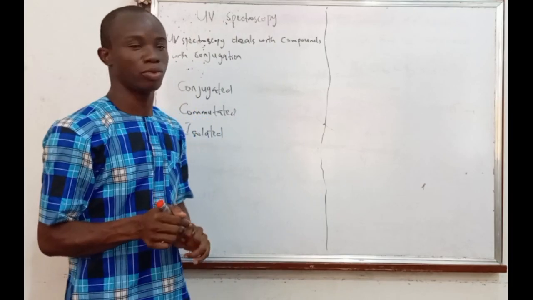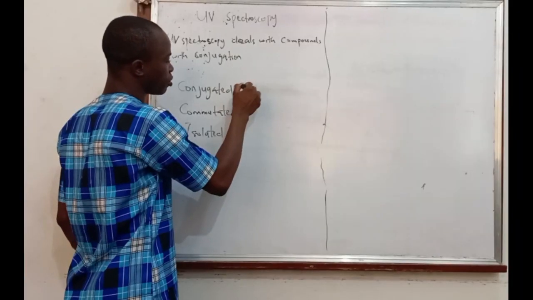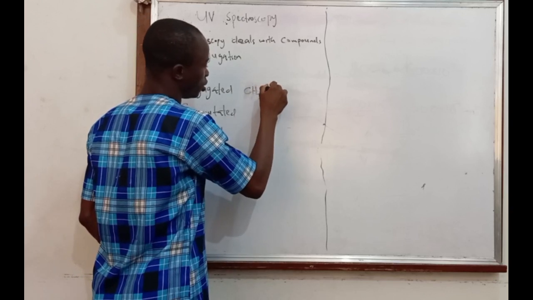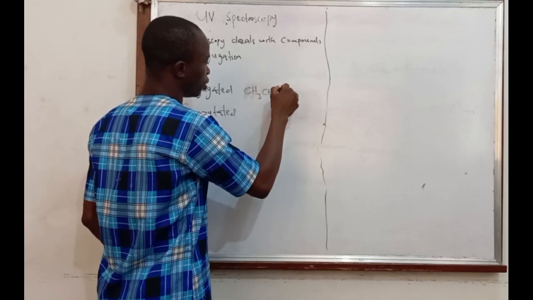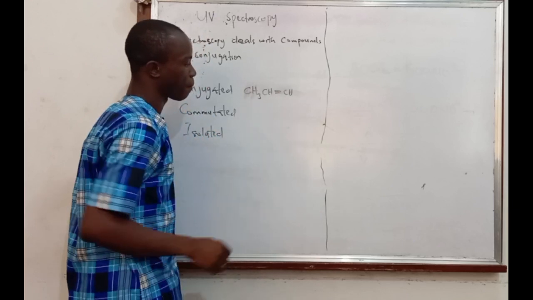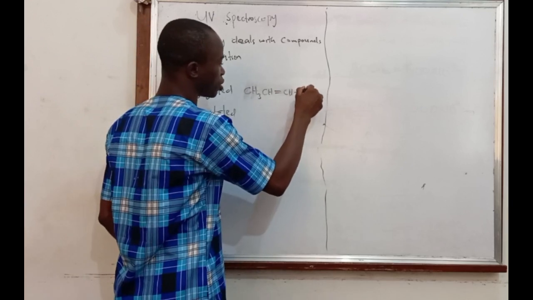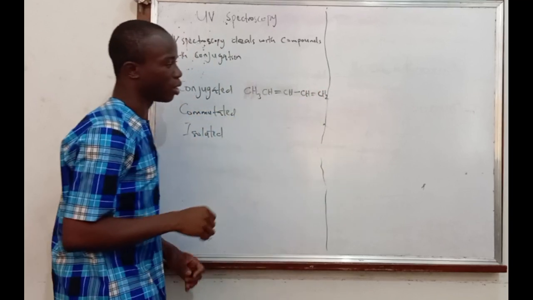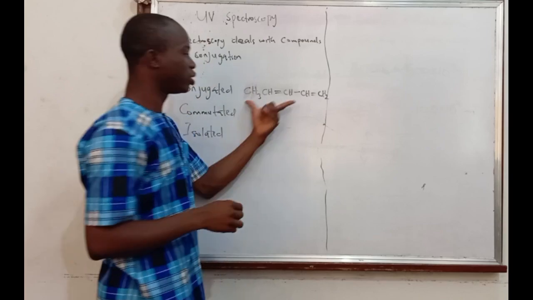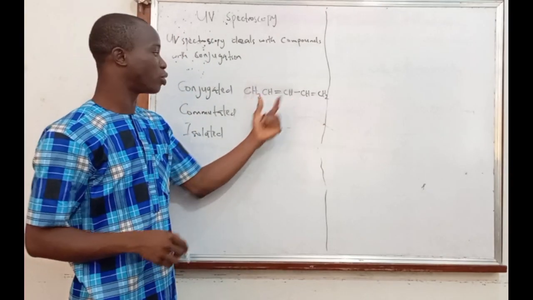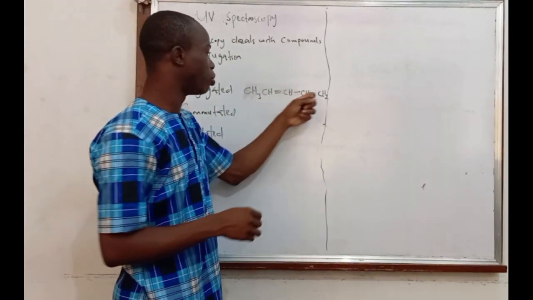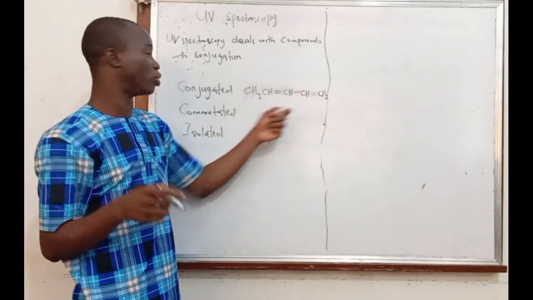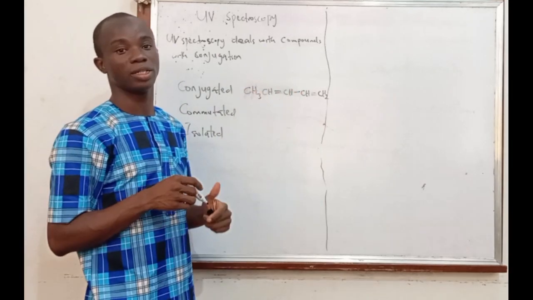I'm going to give you an example of each of them. For example, we have CH3, CH double bond CH, single bond, CH double bond CH2. Now, in this particular structure that is drawn on the board, this is a double bond, this also is a double bond. The two of them are separated by a single bond. That makes it a conjugated double bond.